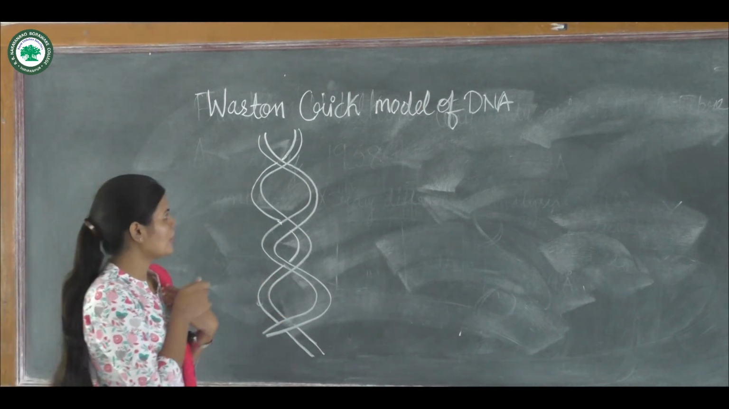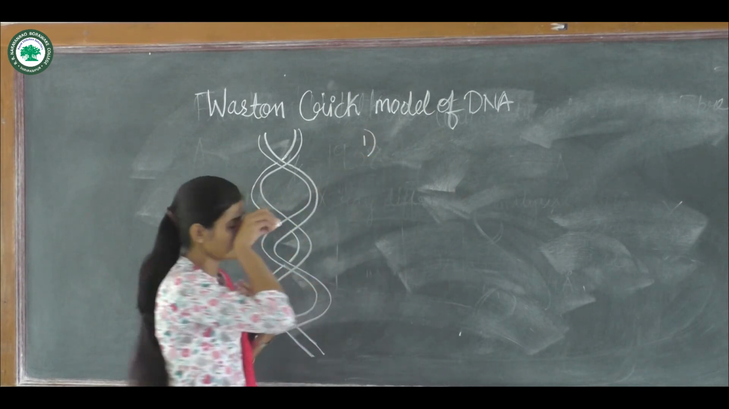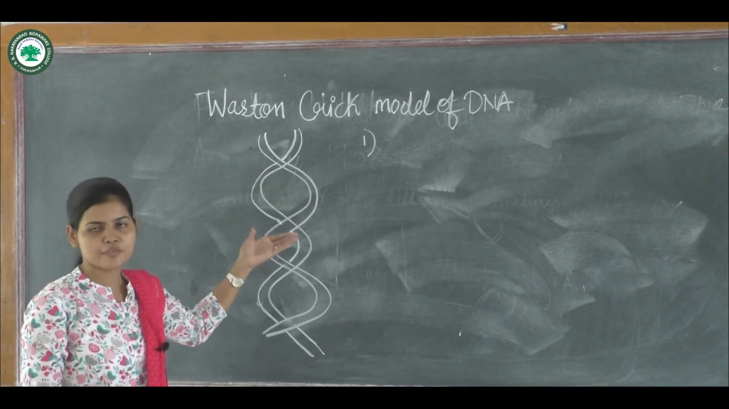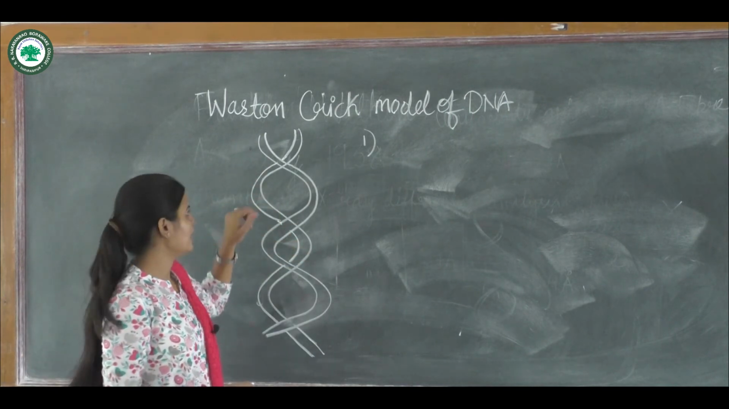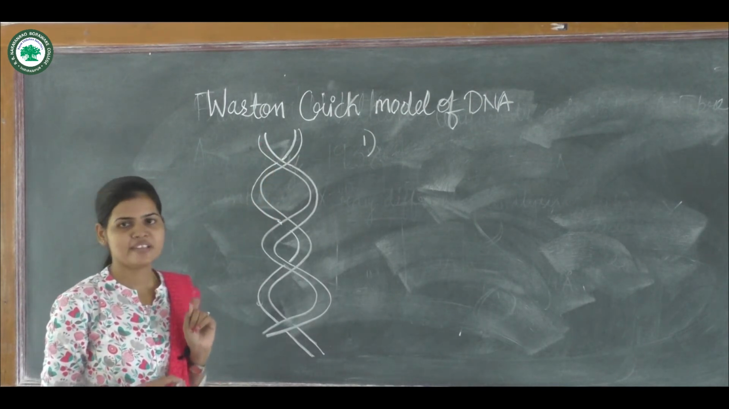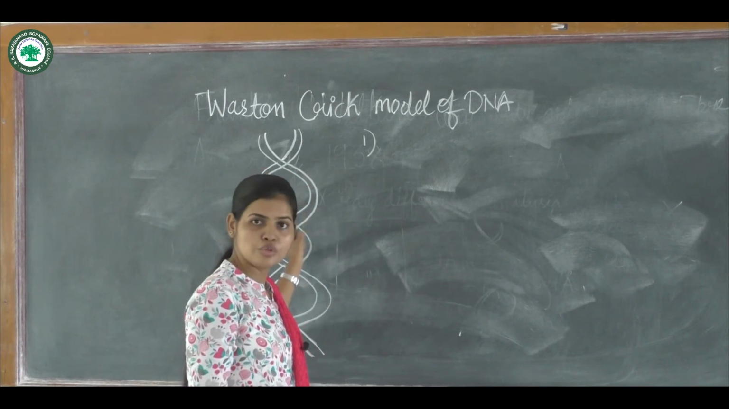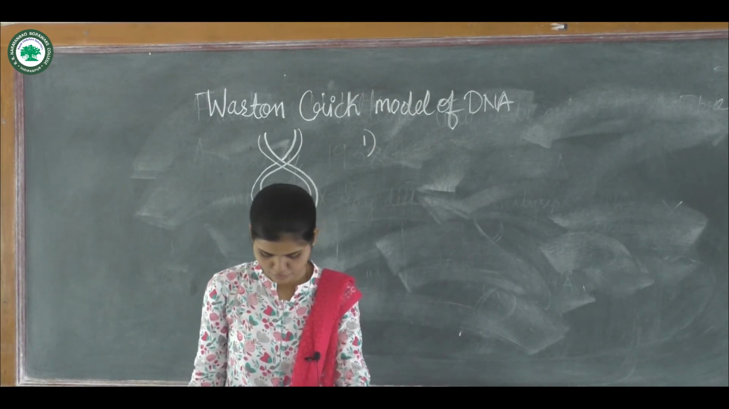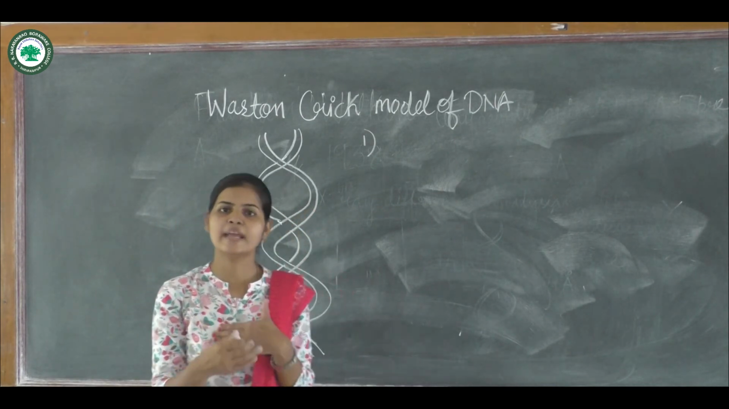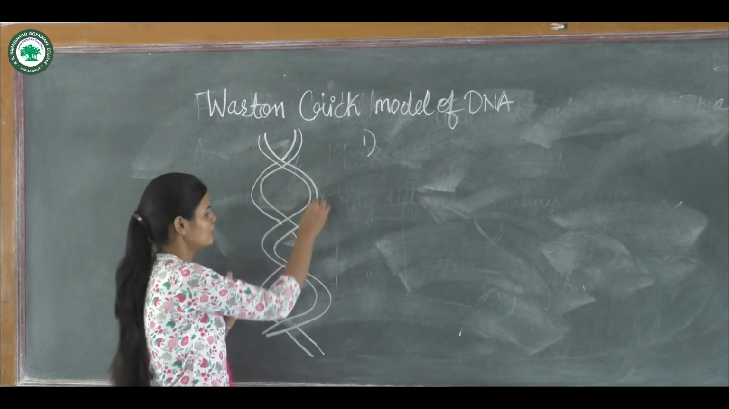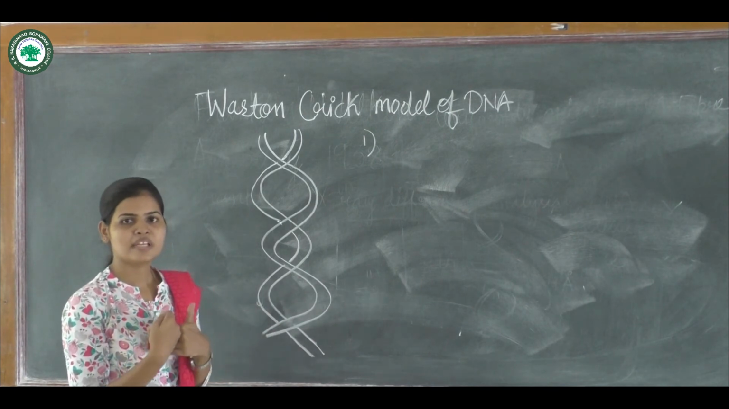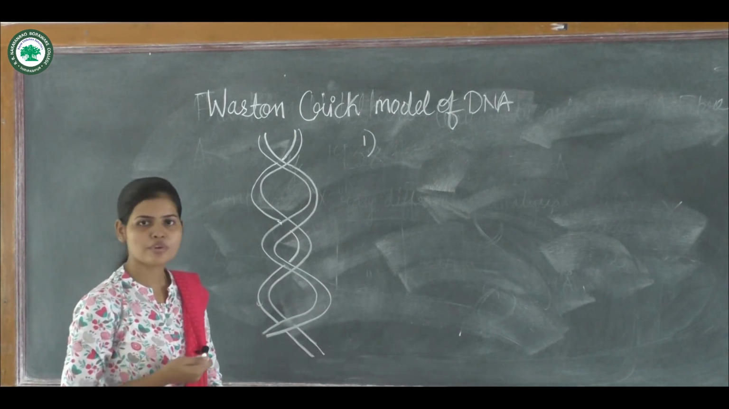In that, the first point is that DNA is a double helical structure. It was already proved by Franklin. First, it consists of two polynucleotide chains, and they are wrapped around each other in a helical fashion. So this was the first point.